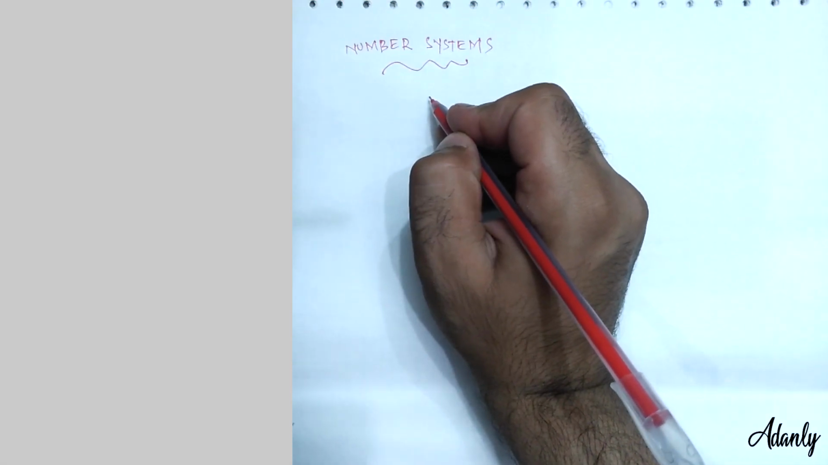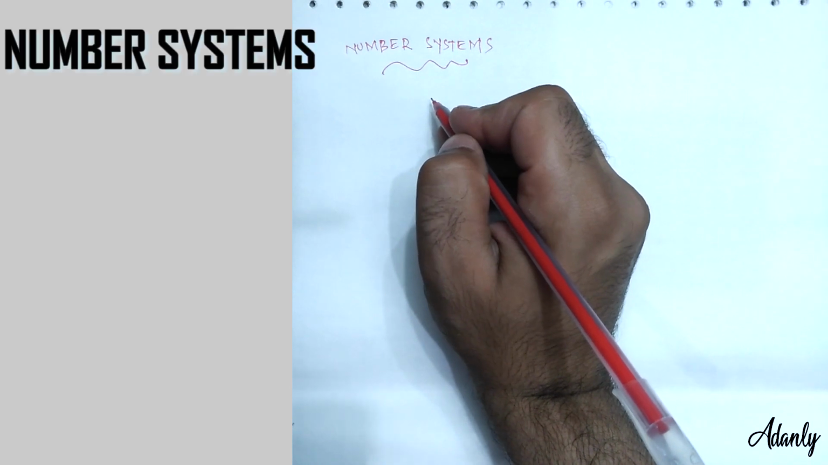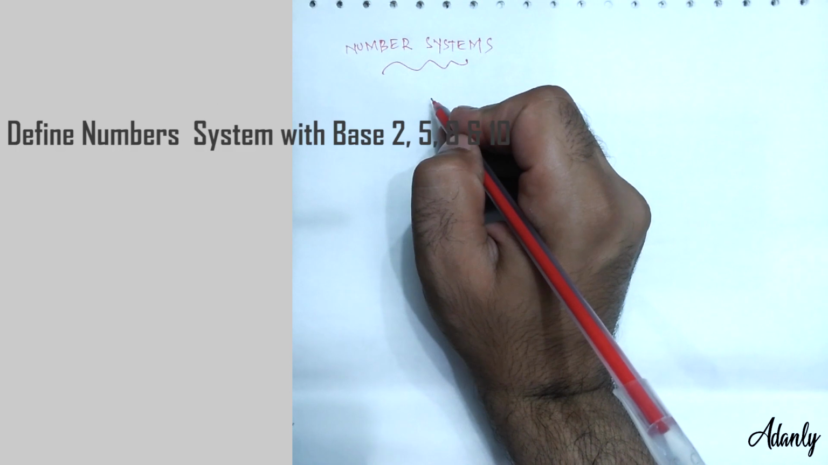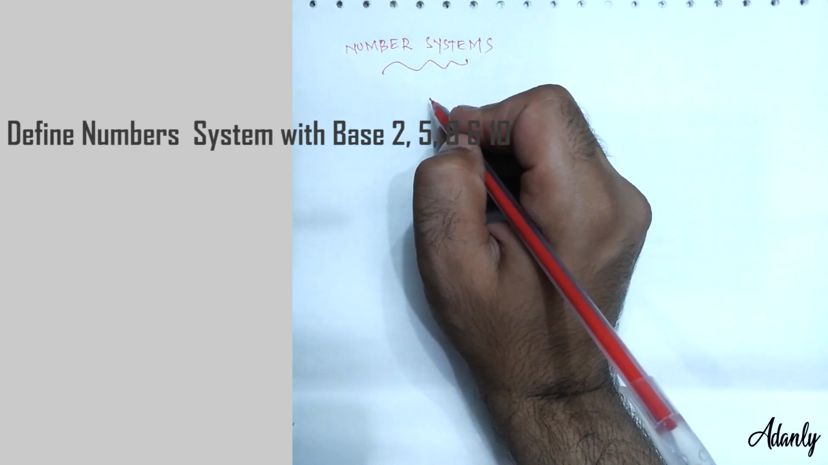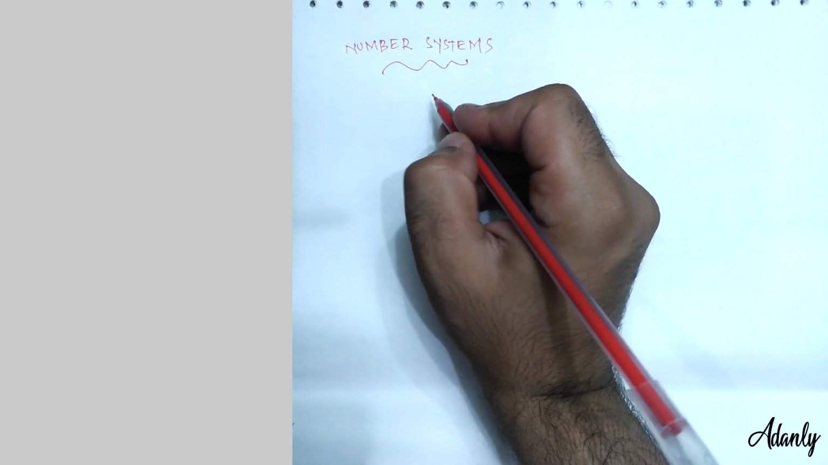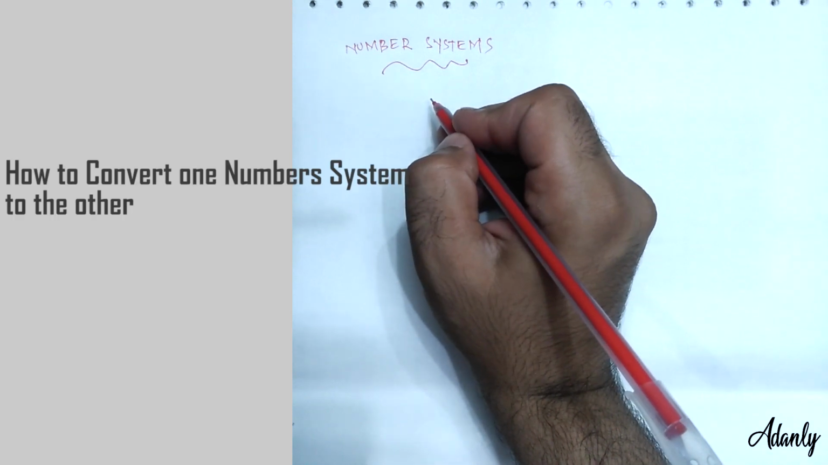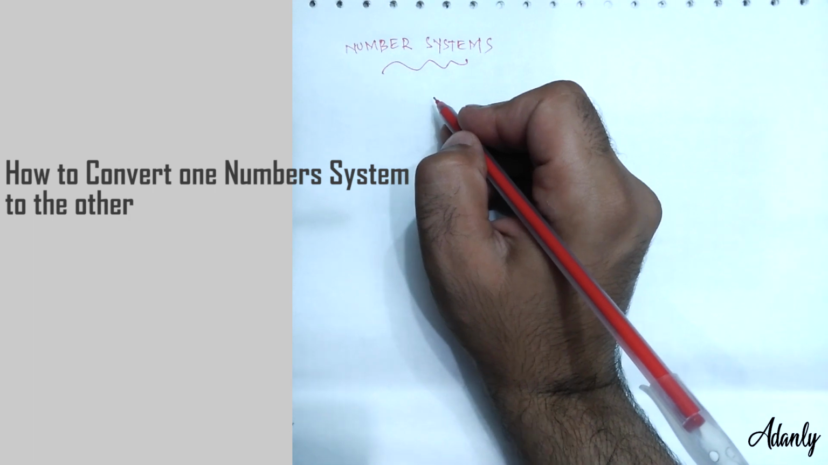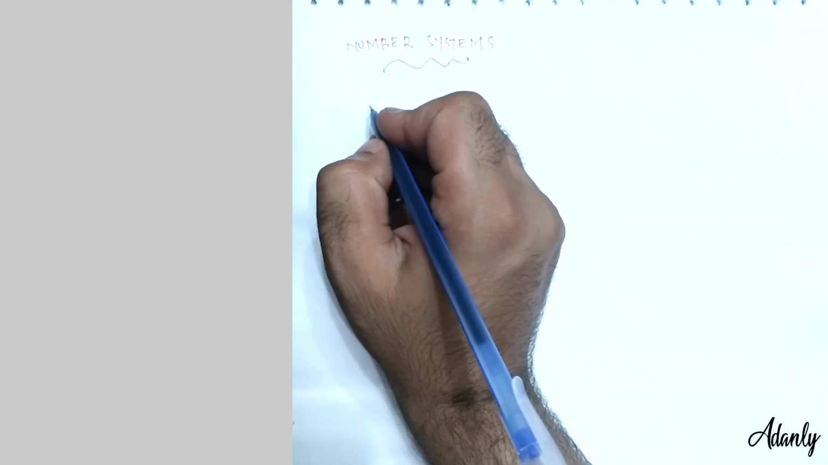In this lesson, you will learn about number systems, recognize the base of a number system, and define number systems with base 2, 5, 8, and 10. We will also learn how to convert a number from the decimal system to a system with base 2, 5, and 8, and vice versa. So let's get started.